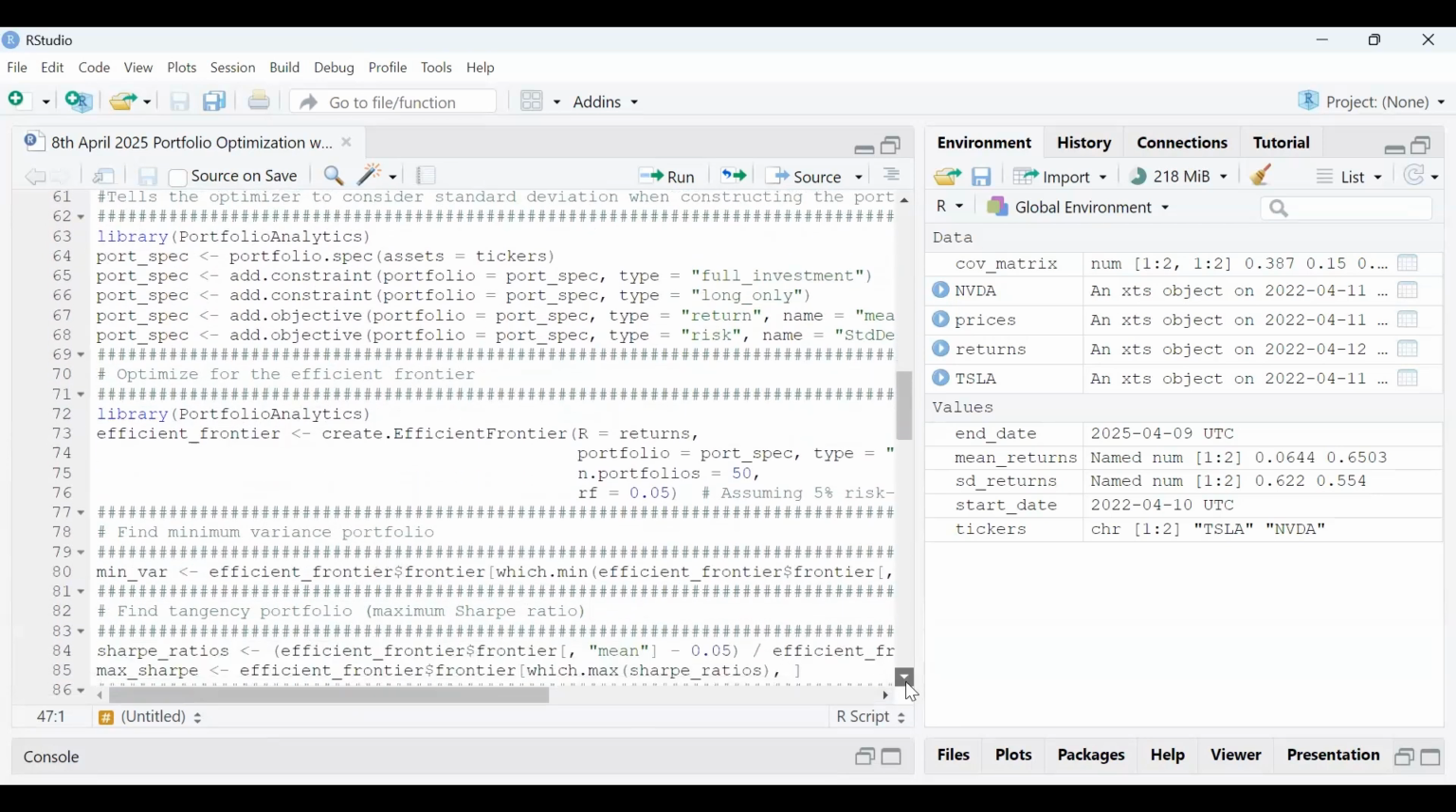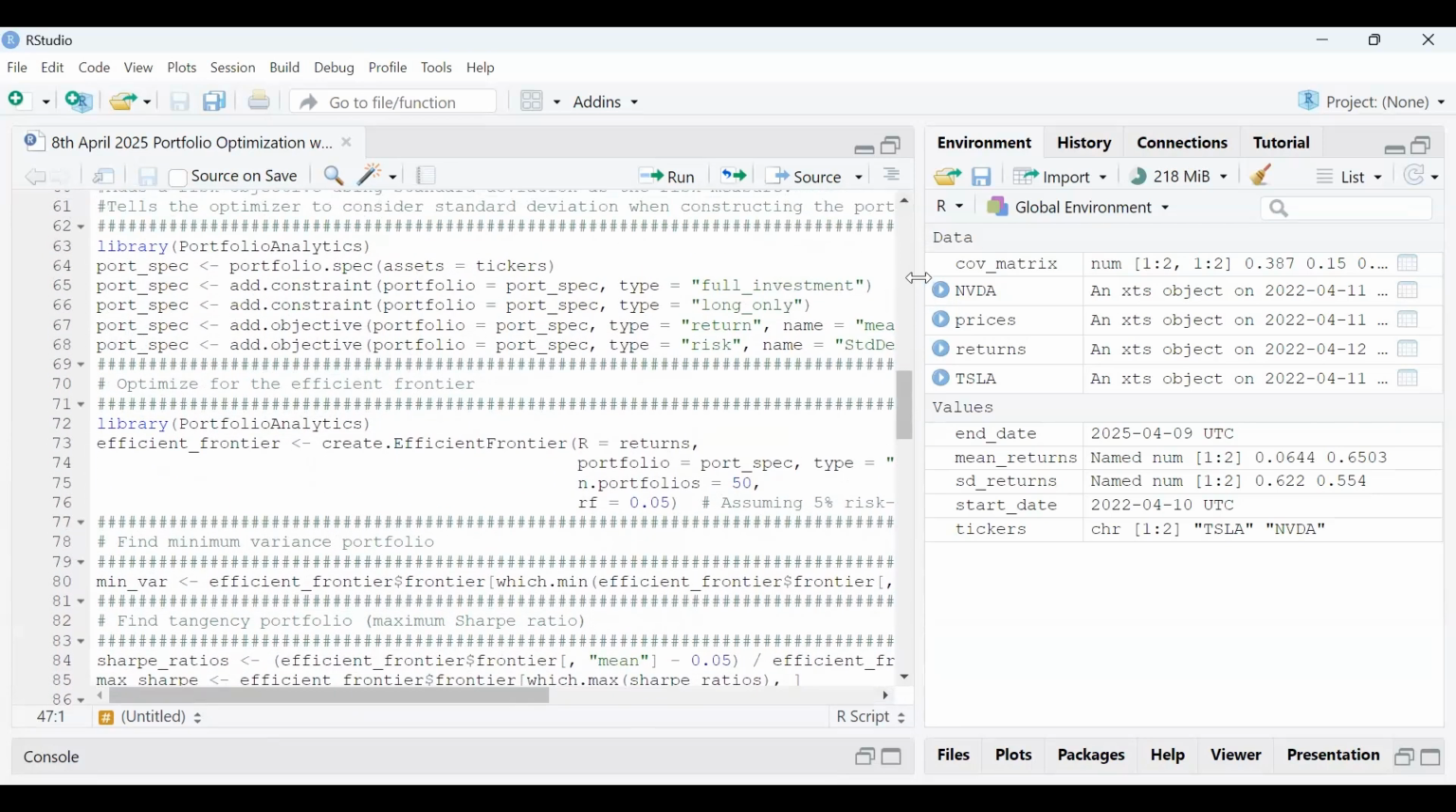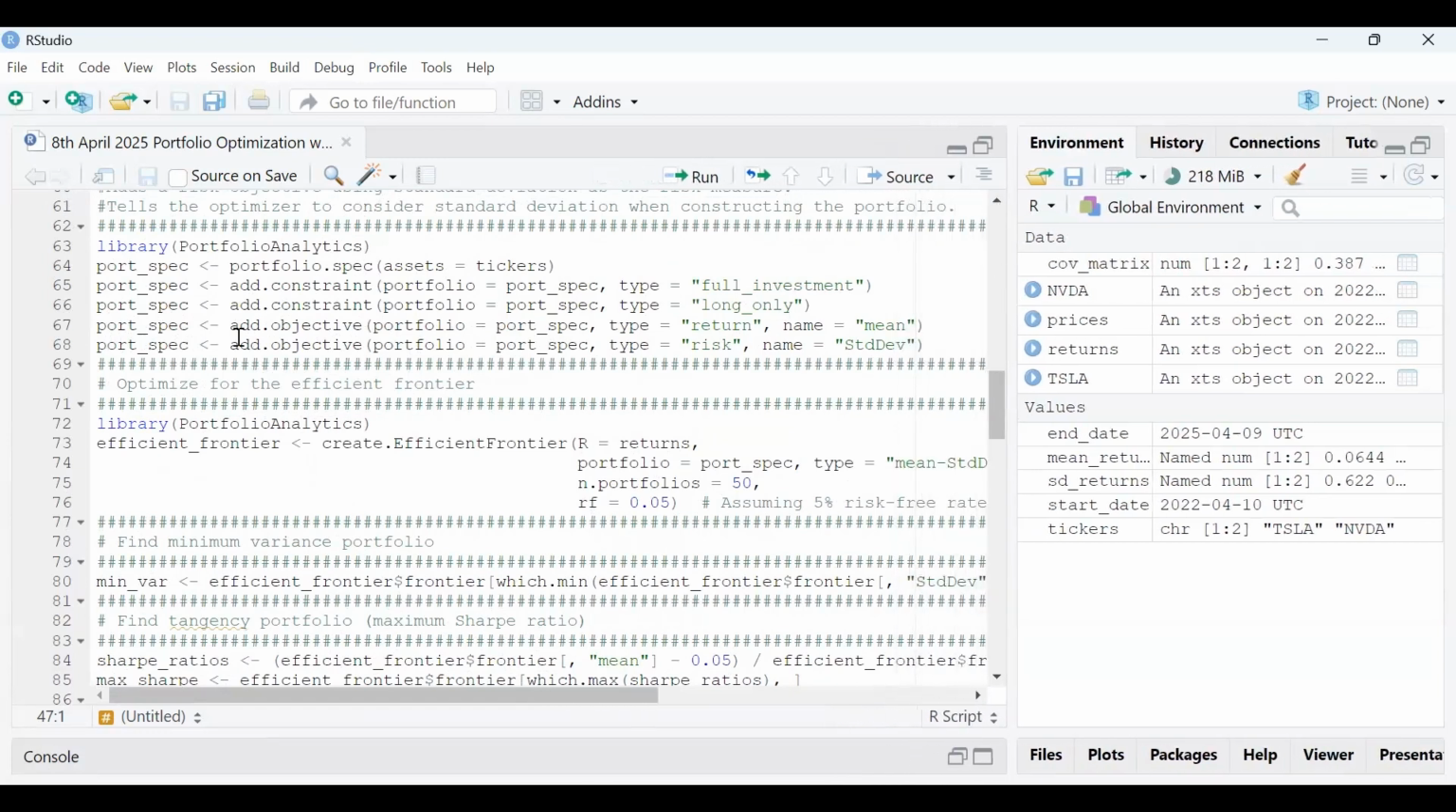So now that I'm done with the descriptive statistics, I want to now set up my constraint. So this is how I set up my constraint. This first constraint specifies for my assets. And then when I come to line 65, sorry, 64 is where I set my objective function. Then in line 65, I bring in my first constraint.